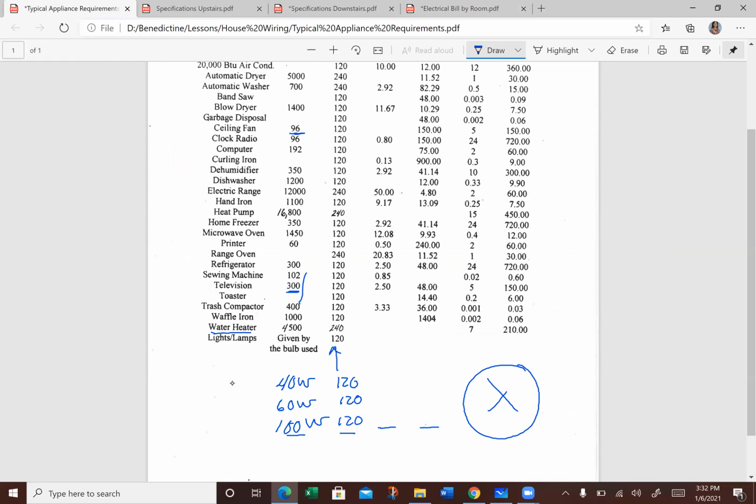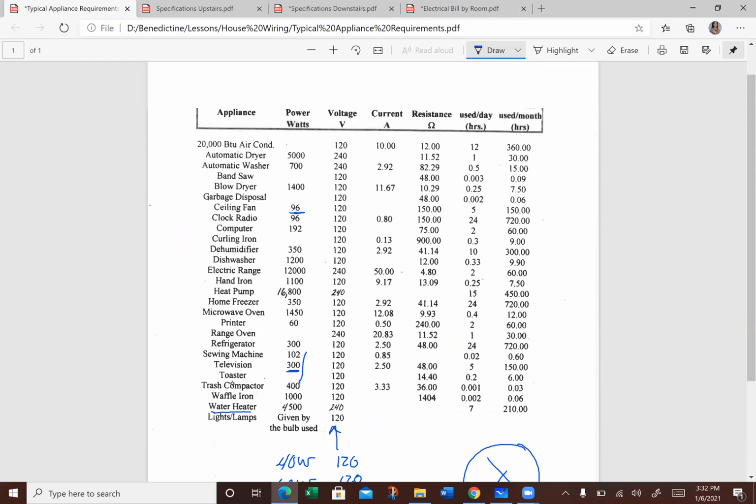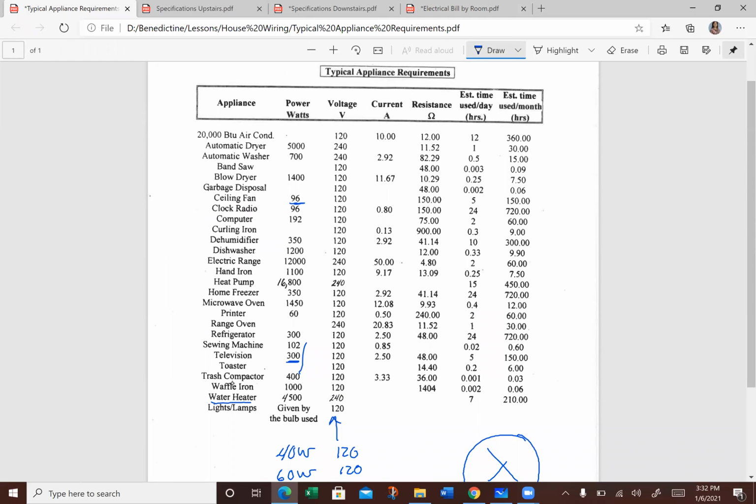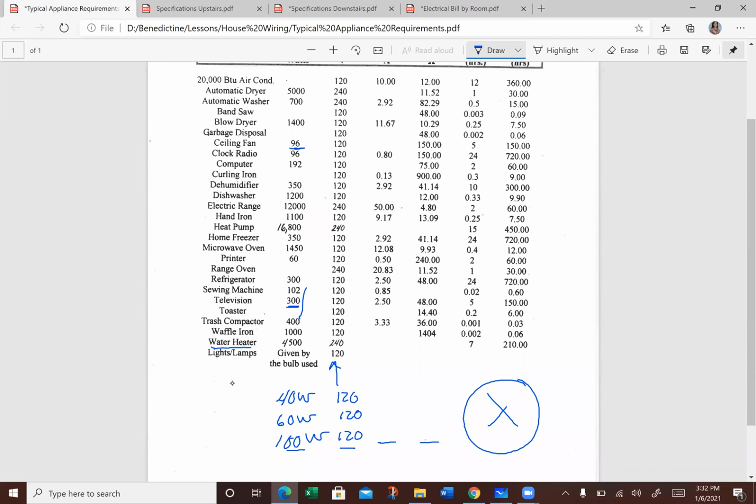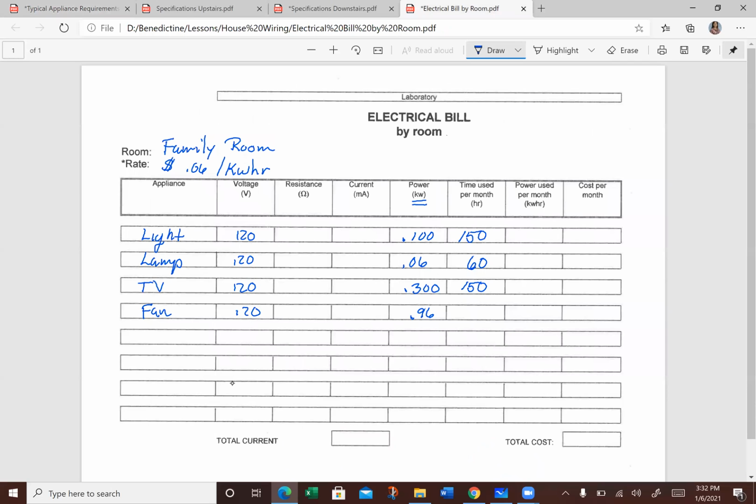So if I run something 24 hours a day, which would be like a clock radio, right? 24 hours a day, 720 hours, that's a lot of time. And what you'll find is that eventually adds up. But we can go with these ceiling fan calculations and give that time also 150.